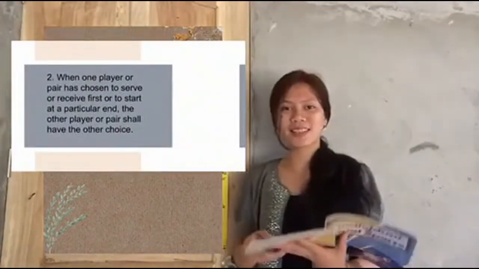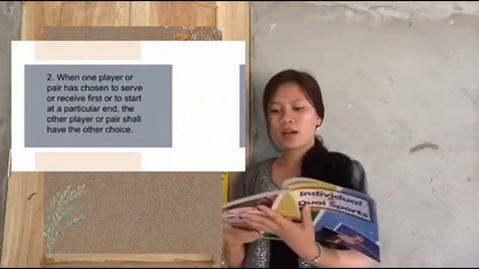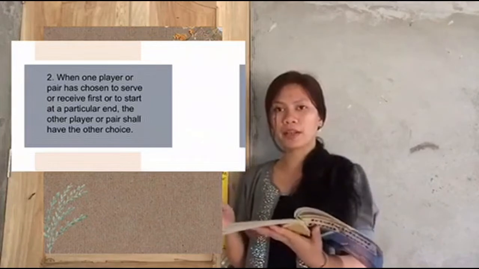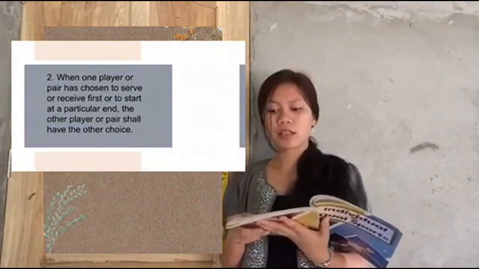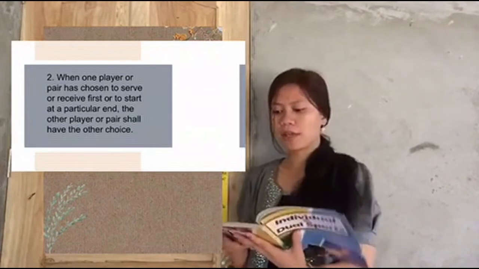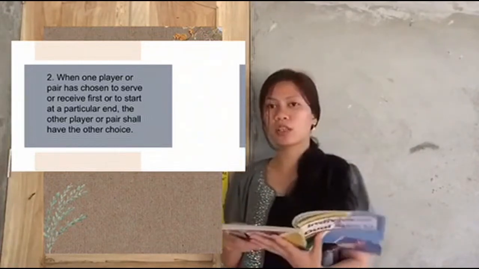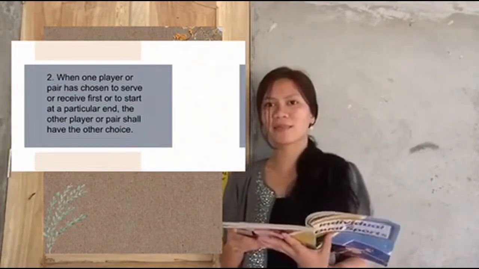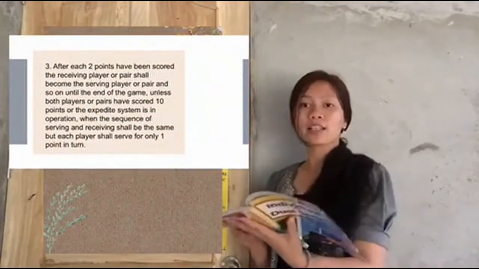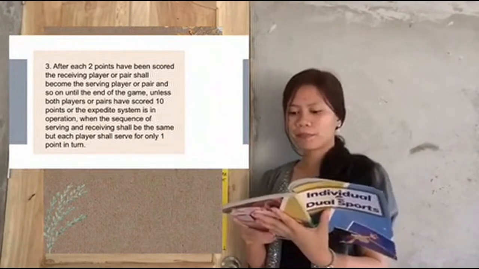So, next is number 2. An example for this is when the winner player or pair chooses to serve, the other player or pair will choose the remaining choice, like to receive first. So, number 3. I'll explain number 3.